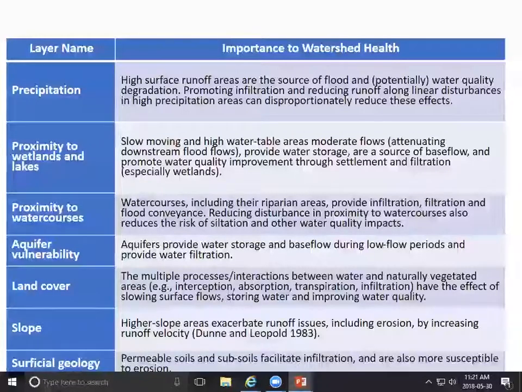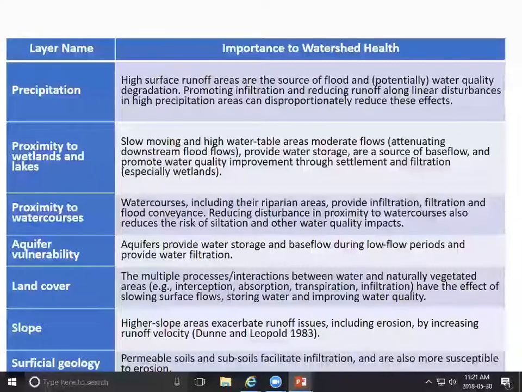and we can chat more about why these layers are chosen, and there's a little more justification and background in the technical report that I'll make available. That'll be available to everybody online. But they're actually not rocket science in a lot of ways. They're sort of based on common sense. One being precipitation.